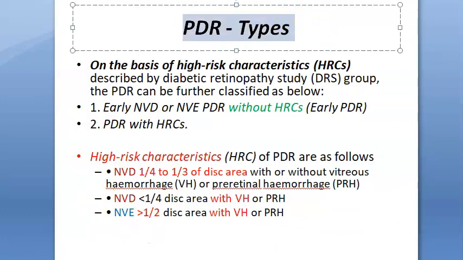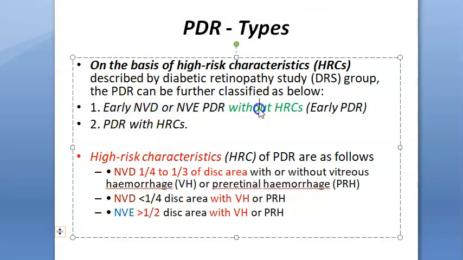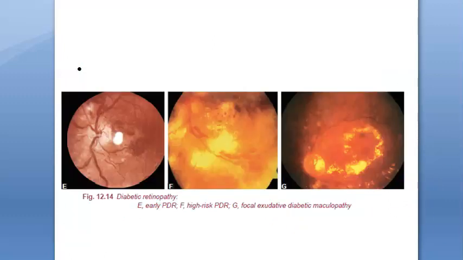Types of proliferative diabetic retinopathy. Same NVD and same thing. You have without high risk characteristics and with high risk characteristics. High risk characteristics means what? Vitreous hemorrhage, pre-retinal hemorrhage, all these seem to be high risk. We have looked at all this in the detailed video. Look at that. So these are some images.